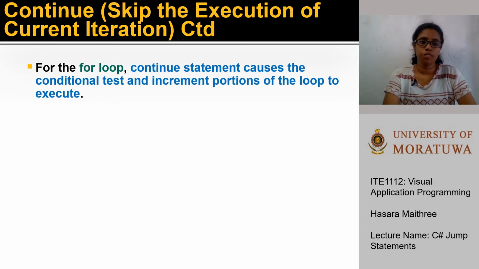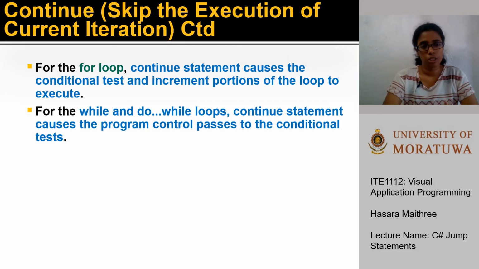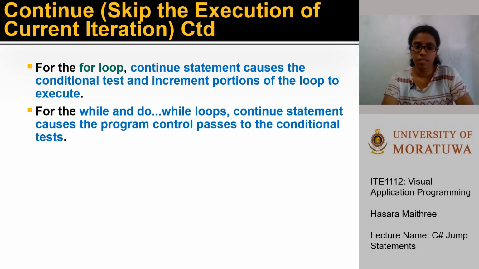So in the continue statement, based on the loop we use, there are slight differences. For example, in the for loop, the continue statement causes us to go into the incremental portion and the conditional test. But in a while loop or a do-while loop, there is no incremental portion inside the loop, so the continue statement passes the control to the conditional test. We will look into an example where we use the continue statement in a while loop and do-while loop and understand these things better.